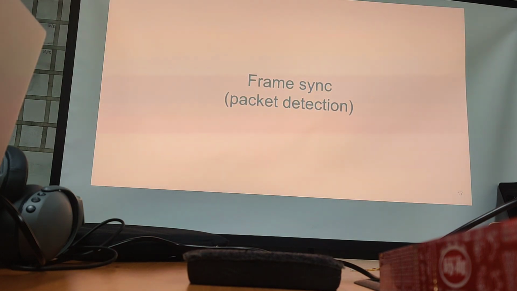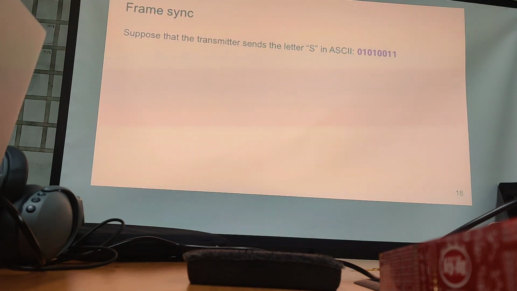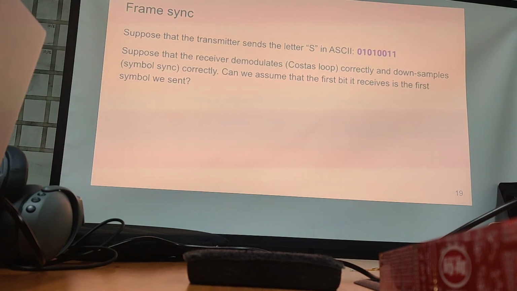Part 2 of our lecture is frame synchronization. So just to give more context for what this problem is, suppose that the transmitter sends the letter S in ASCII, which is this 8-bit packet of bits. And suppose that the receiver then demodulates correctly using our handy-dandy Costas loop, and we downsample correctly using our symbol synchronization zero-crossing algorithm. And the question is, can we assume that the first bit that the receiver receives corresponds to the first bit that we send?